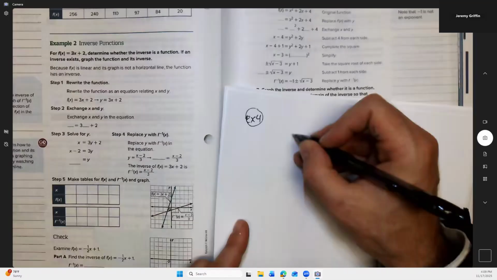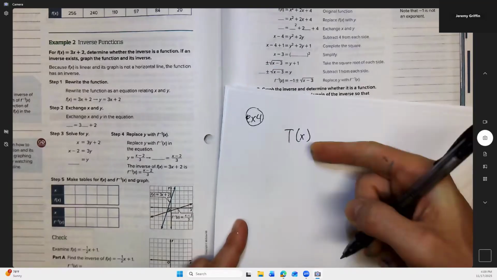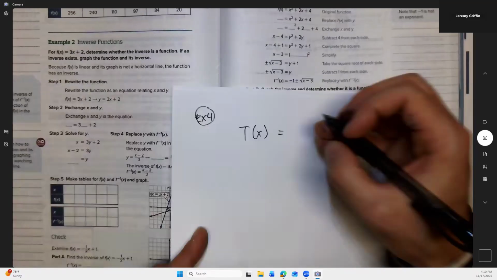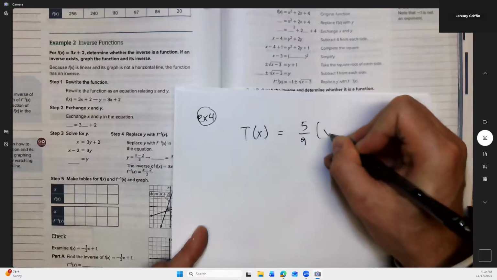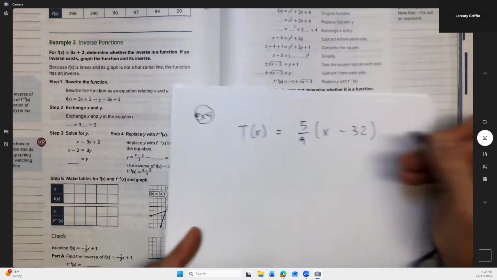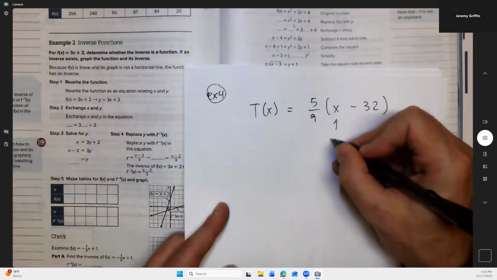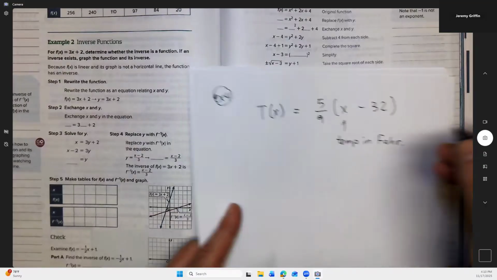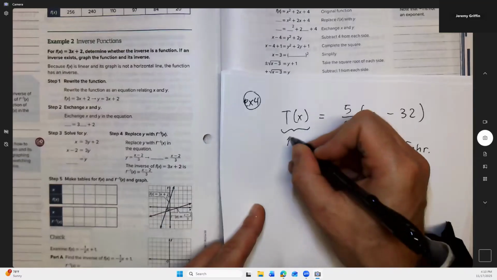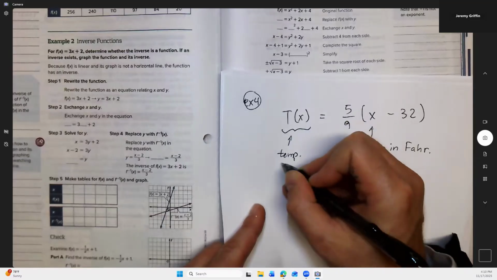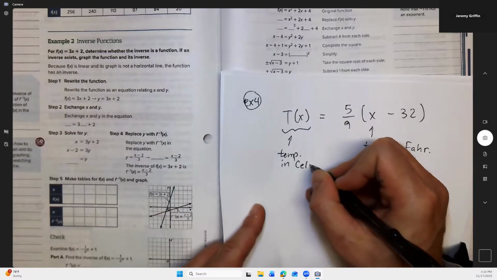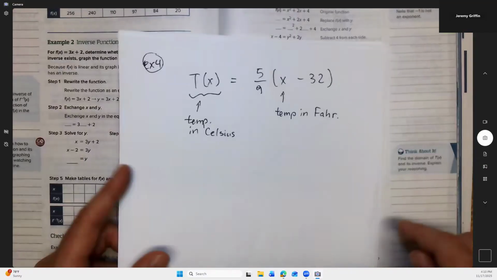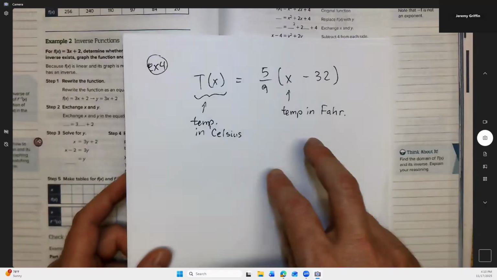Right? So temperature as a function of x, where x could be the degrees in Fahrenheit, could be you take 5/9 of the temperature in Fahrenheit and subtract 32. Okay, so x is temperature in Fahrenheit. I'll abbreviate that. Okay. And this is temperature in Celsius. So you go from Fahrenheit to Celsius.